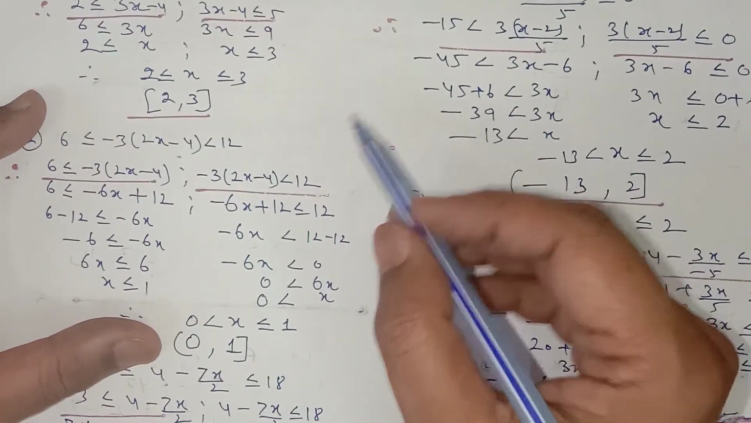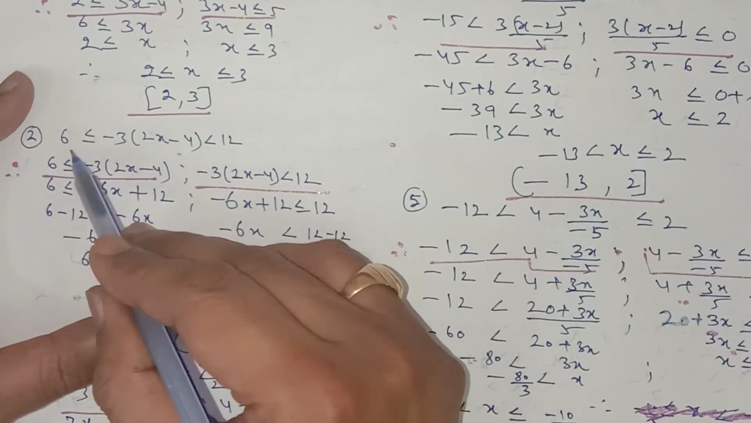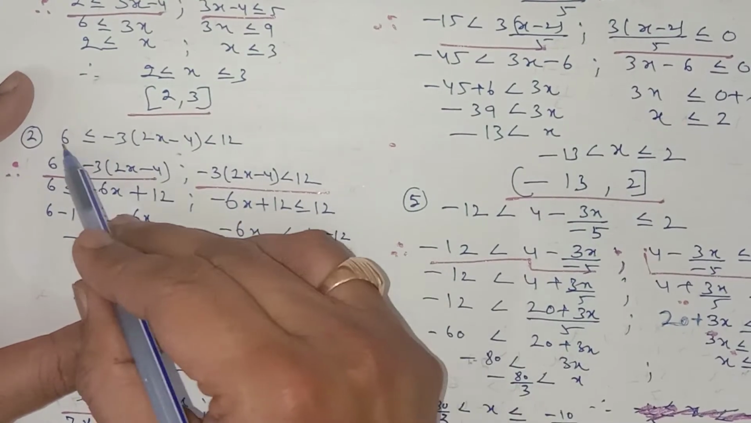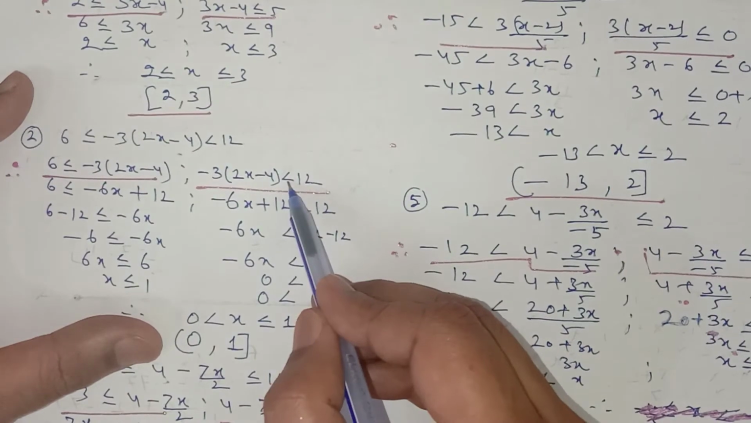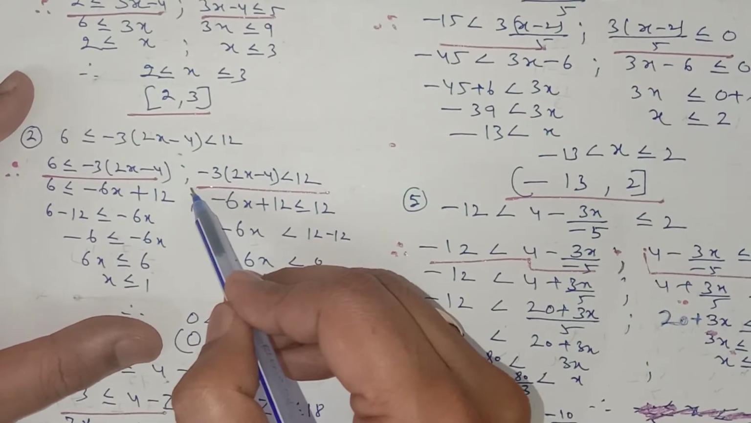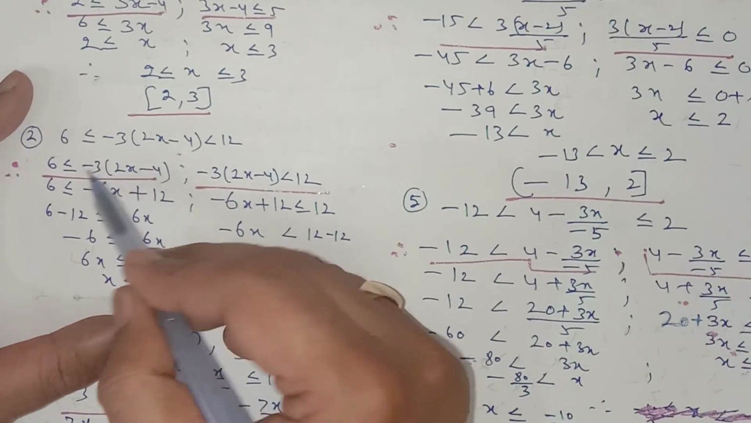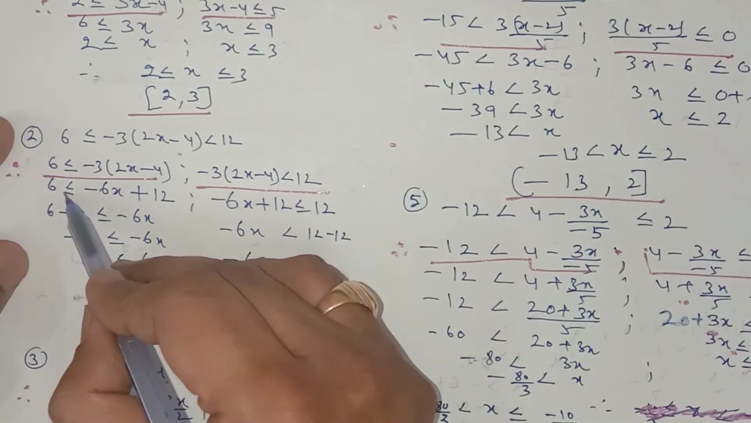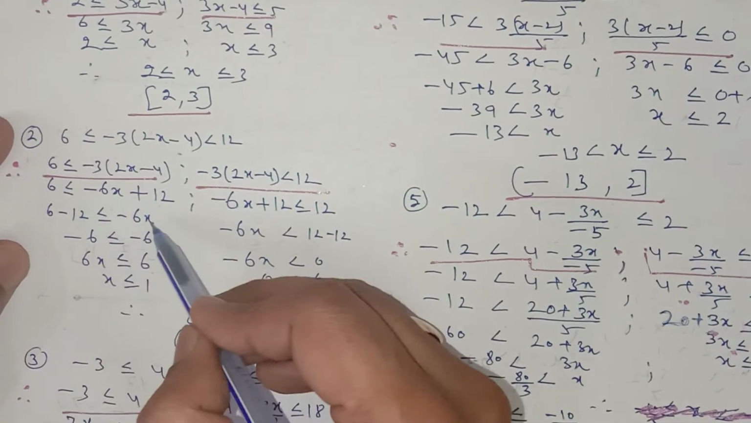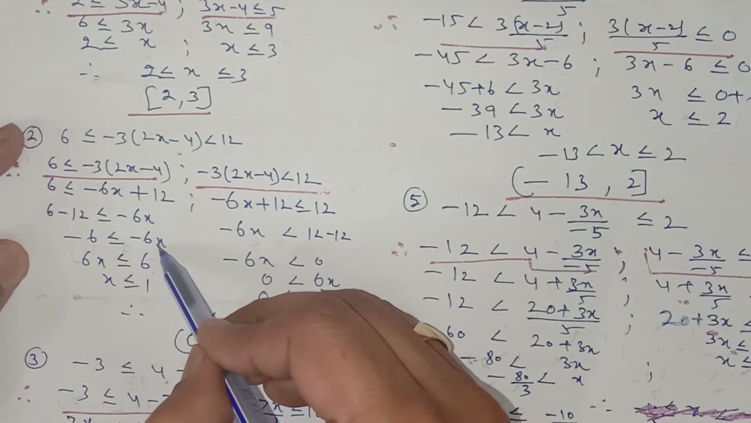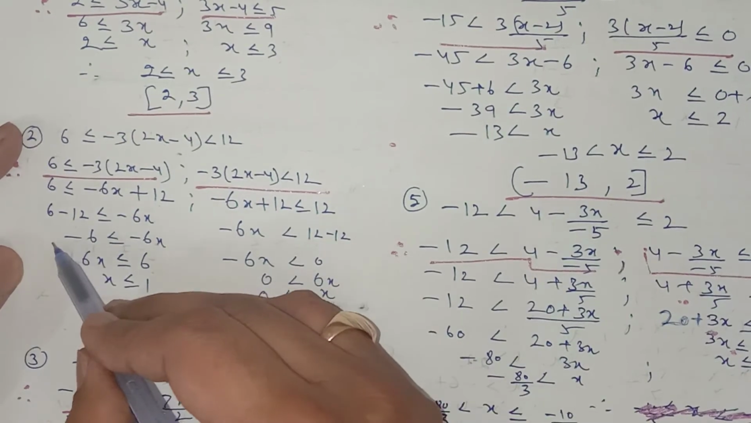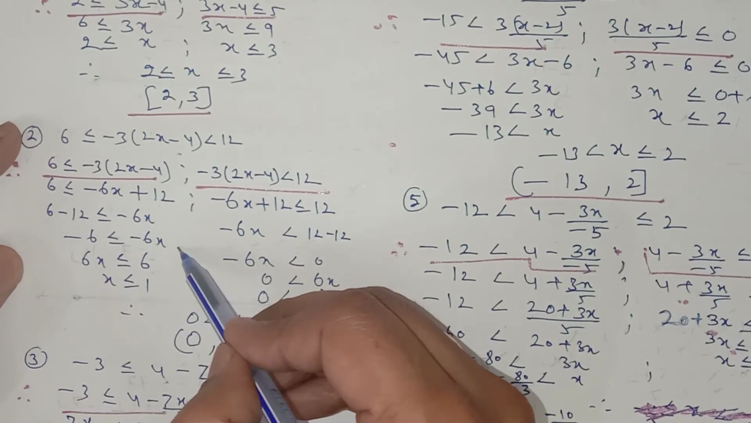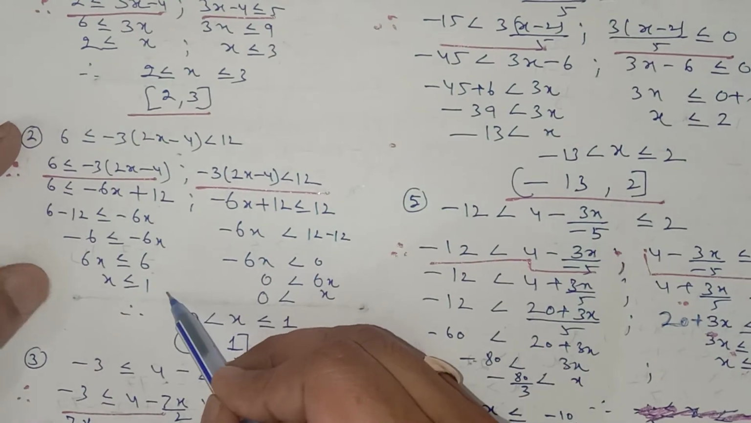Similarly in question number 2, again you separate them as two inequations, this and this first, this and this second, separated by comma. Solve this. 3 minus 6x plus 12, take this 12 to the left hand side, it will become minus 6. Minus 6, change the side of the variable, take 6x to the left hand side and 6 to the right hand side, it will become positive, so x will be less than 1.